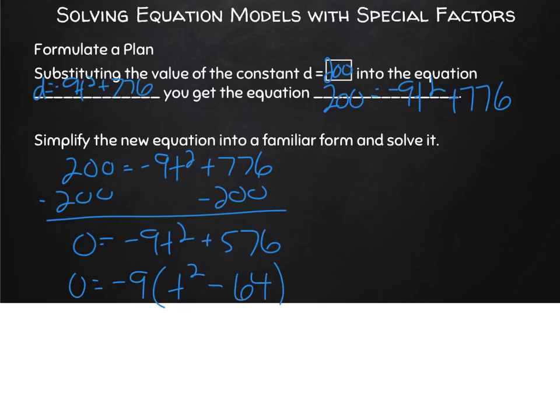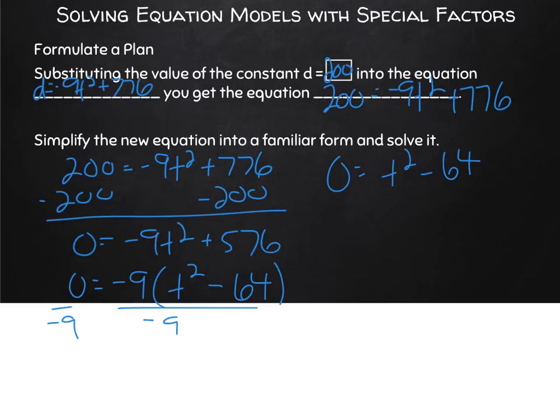Because if we hadn't factored out that negative 9, it wouldn't have looked how we normally are used to a difference of squares. We would have had a negative, but it would have been on our first term, and a positive on our second term. And so factoring that negative 9 out then gives us the traditional difference of squares. Like we saw before, we can divide that negative 9 out because it's not going to play a part in our answer. So then we get 0 equals t squared minus 64.